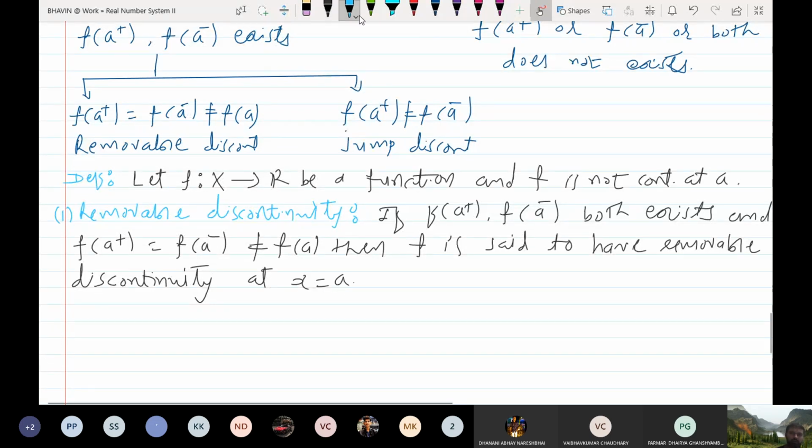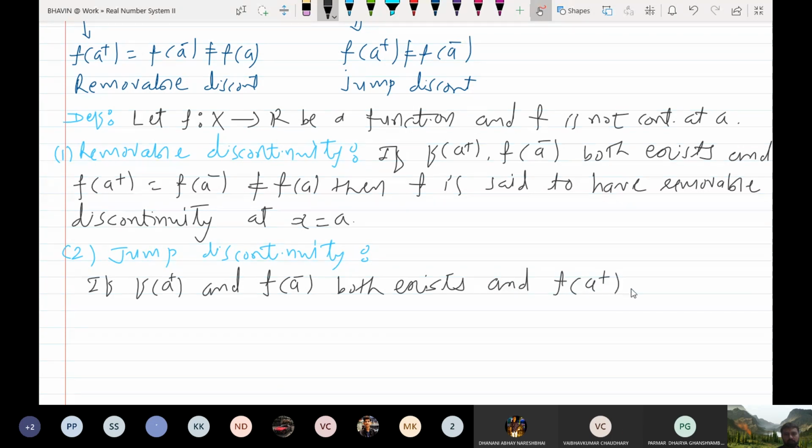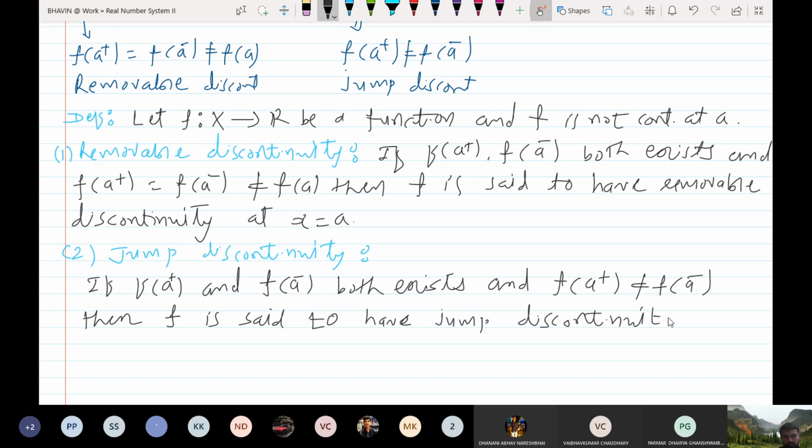Now let me define jump discontinuity. If f of a plus and f of a minus both exist, and these two are not same, then f is said to have jump discontinuity at x equal to a.